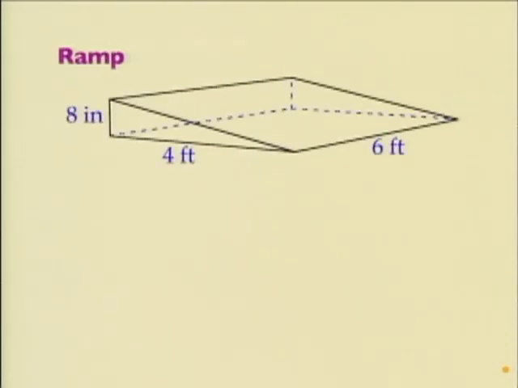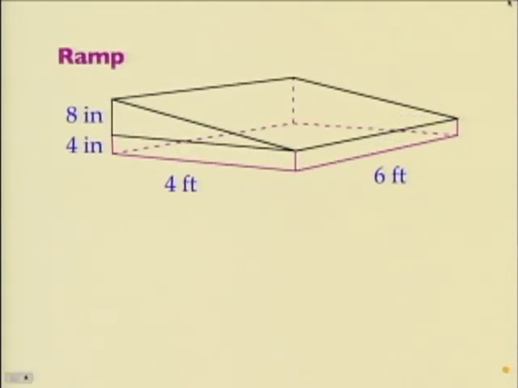Here's one that's a little tougher perhaps. Let's say that you're pouring a ramp up to an outbuilding or something like that, a storage building. And it's going to be 4 by 6. It's going to have an increase in steepness of 8 inches. And you're going to pour this in concrete. The thing to remember is you can't just pour this on top of the ground. You have to have 4 inches of base underneath there.